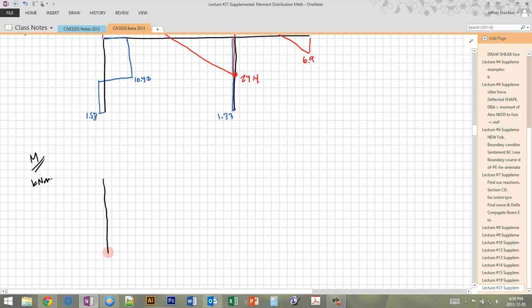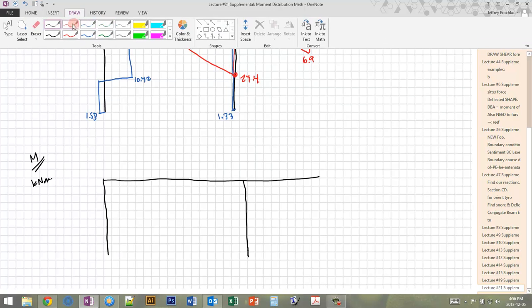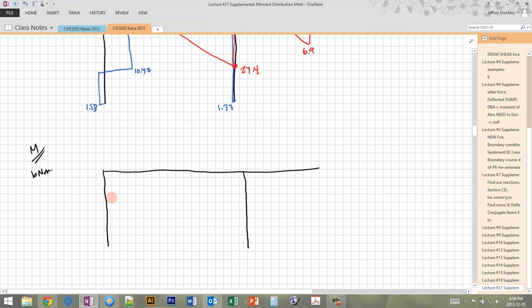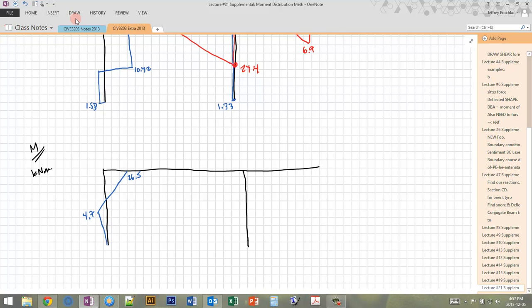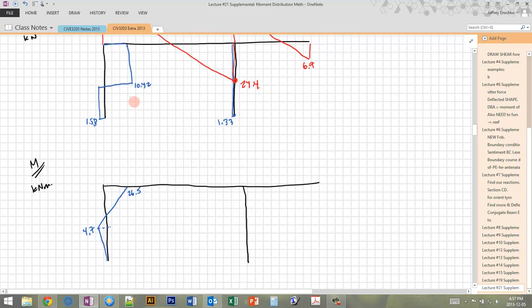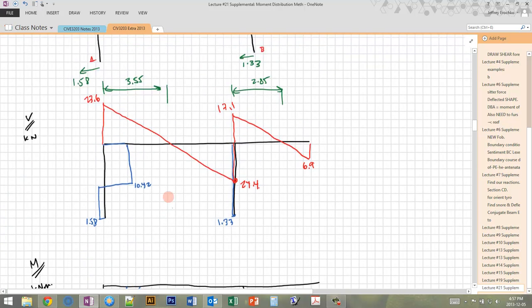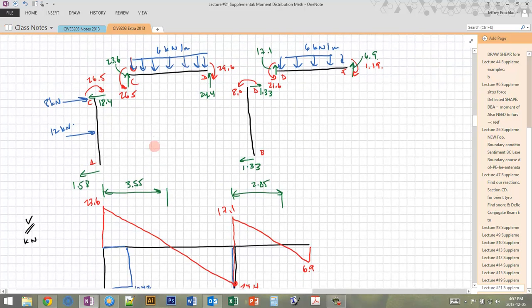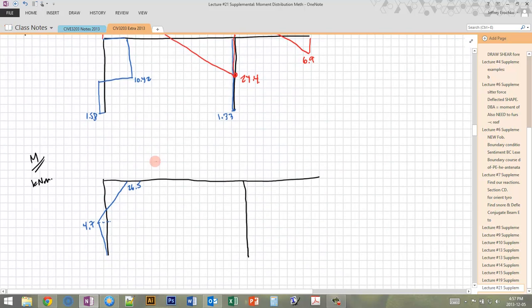which looks like this. So we have our underlying structure. Now we have no end moment at the pin here, so I'm just going to find this area, which will give me the value at this point. So we have 4.7 at the middle. Then this area brings it back to 26.5, which is the same as the moment that we calculated here. So the shear and the moment are lining up here.